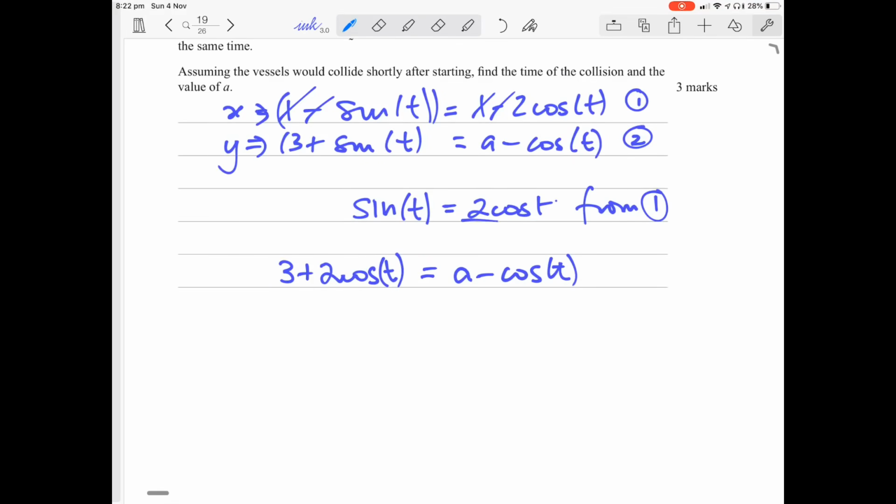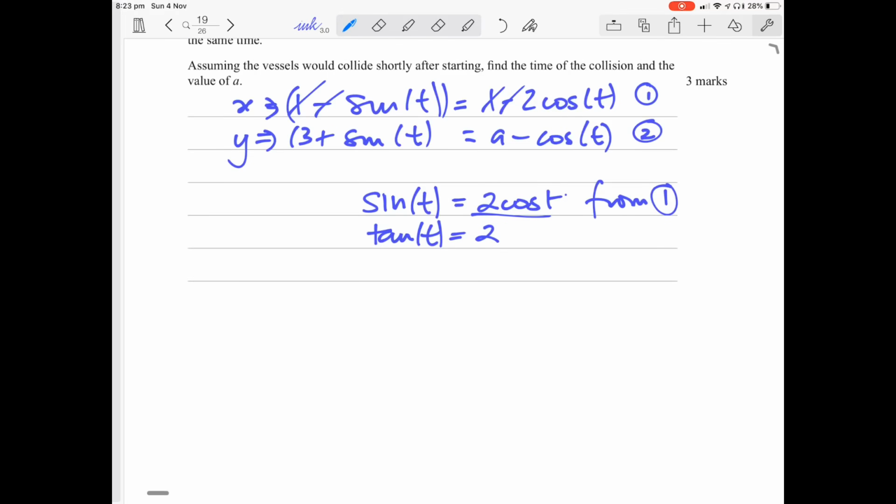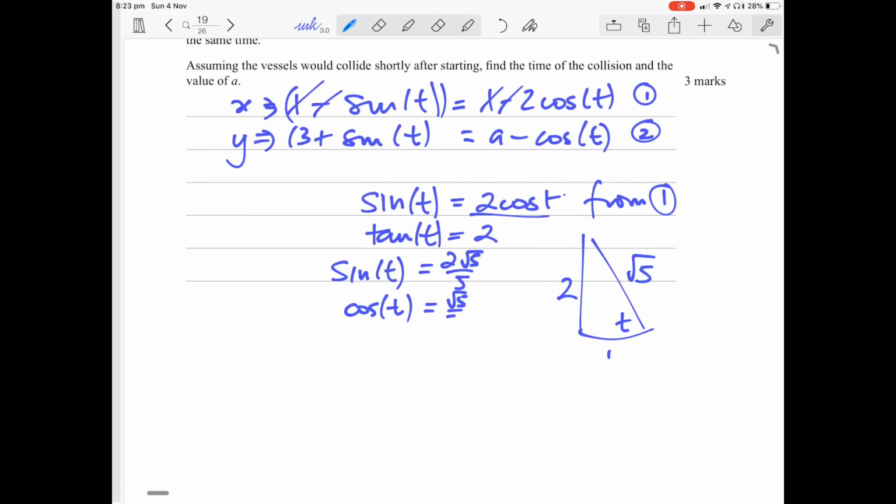Well, actually from here, we could say sine over cos equals 2, so tan of t equals 2. Tan is opposite over adjacent, so the hypotenuse is going to be root 5. So sine of t is going to be 2 on root 5, or 2 root 5 on 5. Cos of t is going to be root 5 on 5.